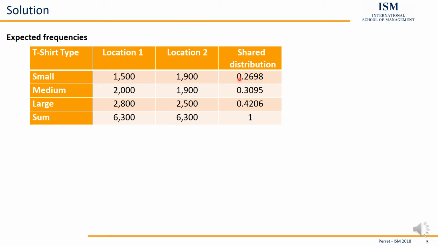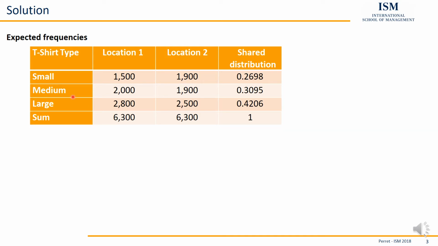How do we get this? We take for small the two values from location 1 and 2 and add them up. So here 1,500 plus 1,900 gives 3,400. Those 3,400 we divide by the sum of the two sums. So we add up 6,300 and 6,300, getting 12,600. Then we divide the 3,400 by the 12,600, giving us a ratio of 0.2698.